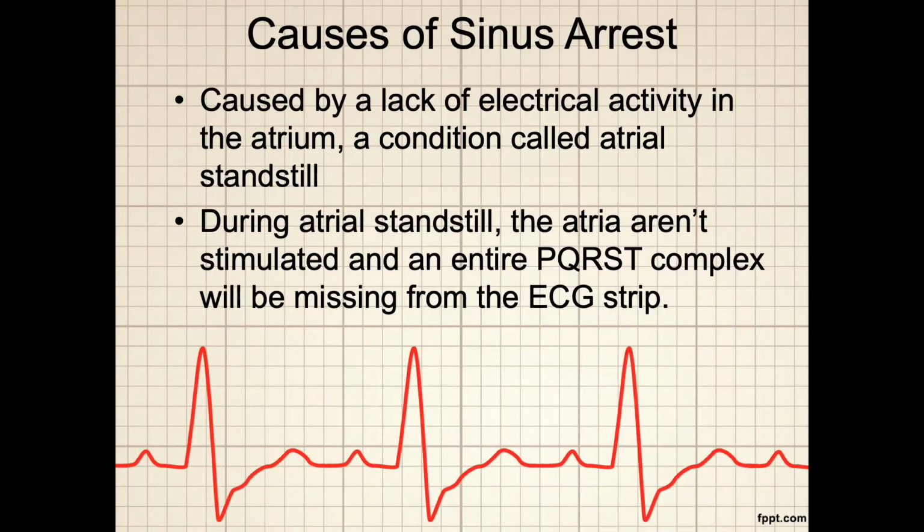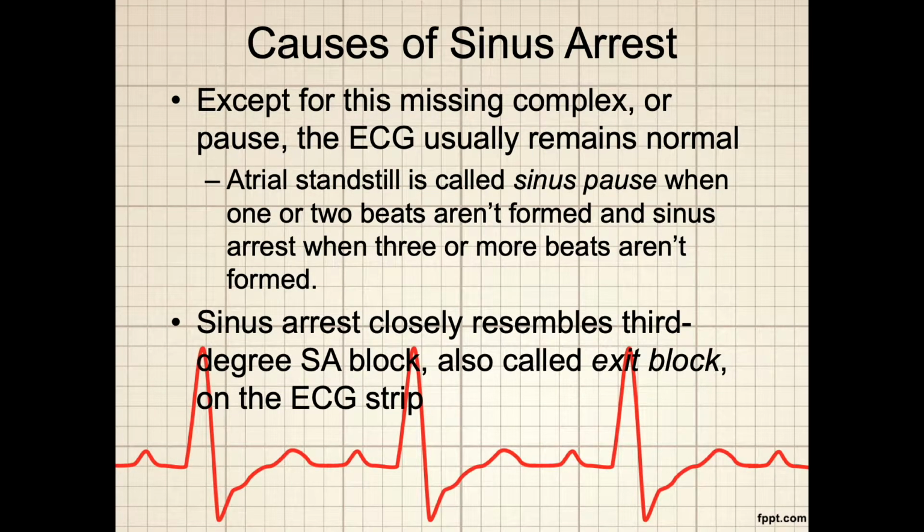Sinus arrest is caused by a lack of electrical activity in the atrium, a condition called atrial standstill. During atrial standstill, the atria aren't stimulated and an entire PQRST complex will be missing from the ECG strip. Except for the missing complex, also known as a pause, the ECG usually remains normal. Atrial standstill is called sinus pause when 1 or 2 beats aren't formed, and sinus arrest when 3 or more beats aren't formed. Sinus arrest closely resembles third-degree sinoatrial block, also called an exit block, on the EKG strip.